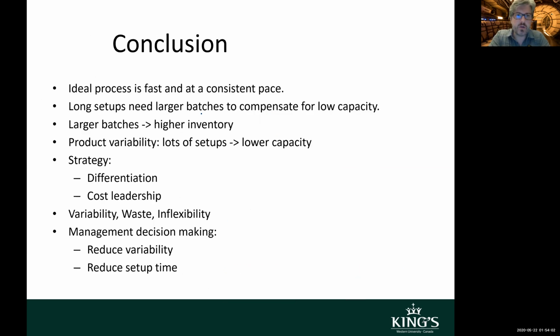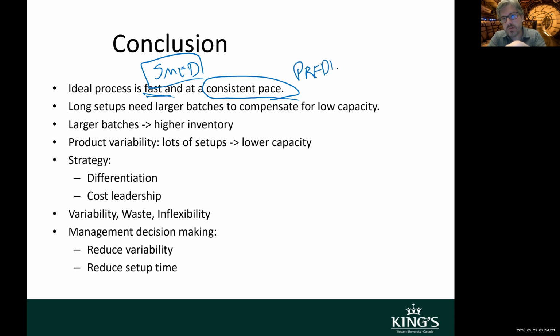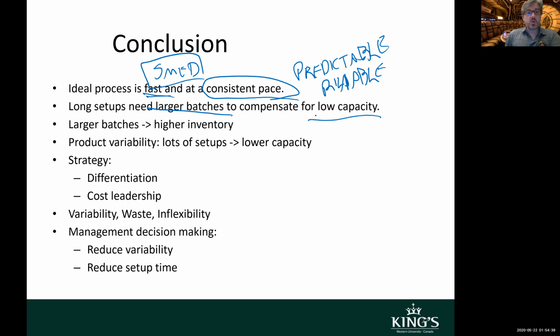So in conclusion, the ideal process is not only fast, and by fast, I'm also including fast setups over here, but also at a consistent pace. It's predictable. It's reliable. Okay? Long setups need large batches to compensate for low capacity. So if it takes too long for a setup, you need to produce all at the same time, right? Large batches lead inevitably to higher inventory, and this impacts your COGS, which we should be very, very careful with.